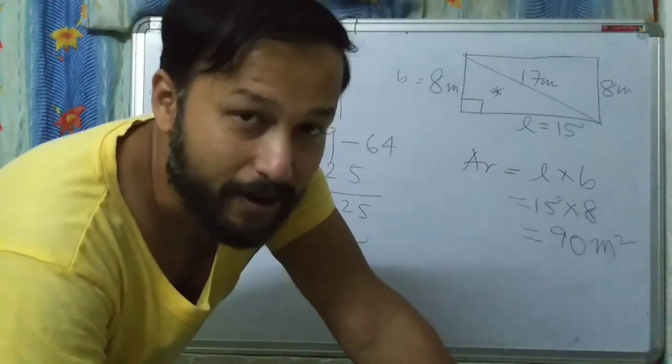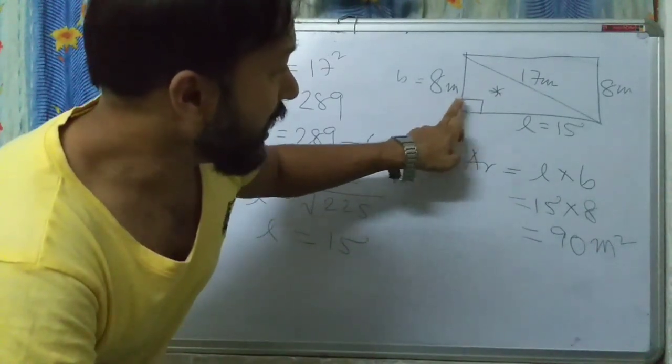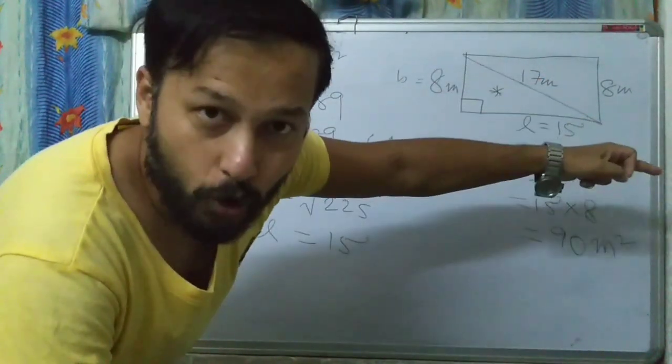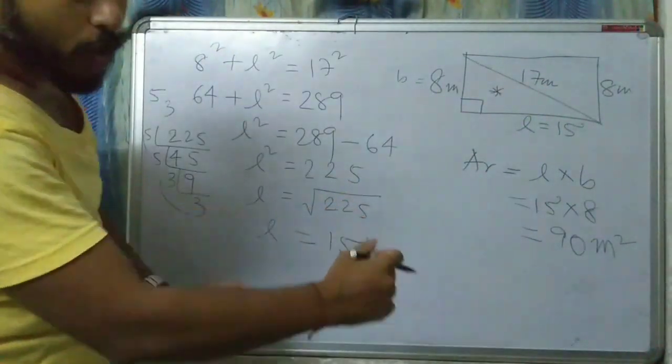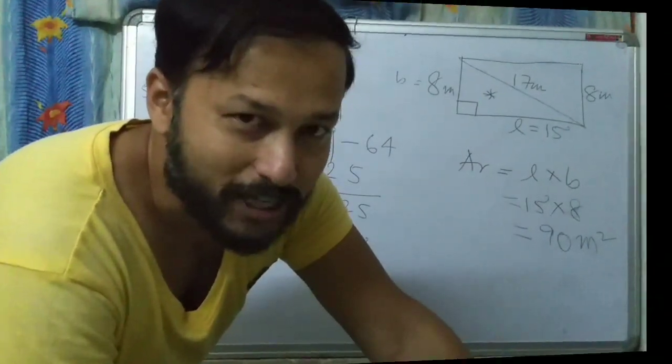Understood? So this is the way we can find the area, where one side is given, another side is not given, whereas the diagonal is given. Okay, so diagonal 17 meter. By this way we can take out the length. So let's move to our next question.